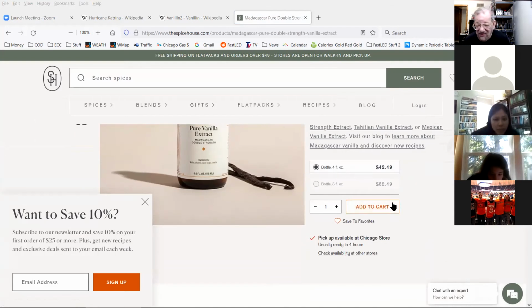And the price is not that bad. Notice 4 ounces is $43 approximately. 8 ounces is almost $83. It's worth every penny of it if you get this. And usually I buy an 8-ounce bottle and it lasts for a long time. But I love vanilla and I put this in everything. I even take some water and a little sugar and mix this, and it's a great drink.